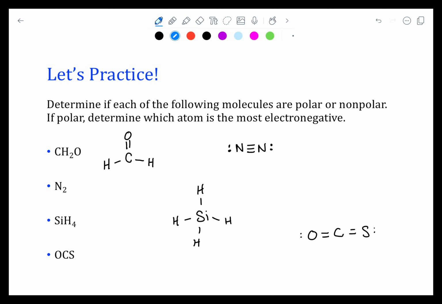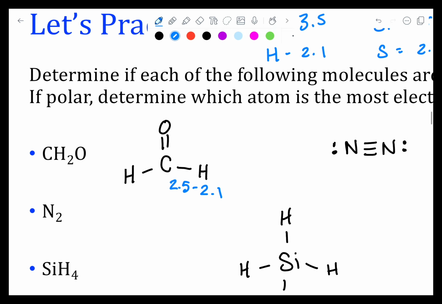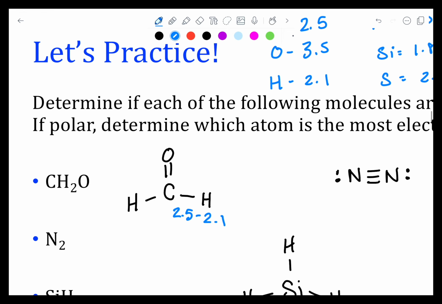Because I don't have my electronegativity chart here, I'm just going to write these out. Carbon is 2.5, oxygen is 3.5, hydrogen is 2.1, nitrogen is 3.0, silicon is 1.8, and sulfur is 2.5. Okay, so for our carbon-hydrogen, that's going to be 2.5 minus 2.1. Let me zoom in so we're looking at one structure at a time. So we have 2.5 minus 2.1, so that's 0.4.